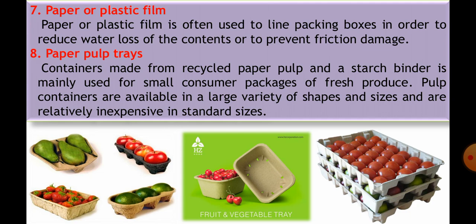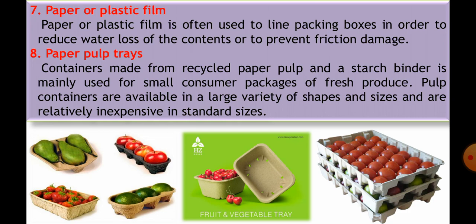The next one is paper or plastic film. Paper or plastic film is often used to line packing boxes in order to reduce the water loss of the content or to prevent friction damage. The next one is a paper pulp tray.